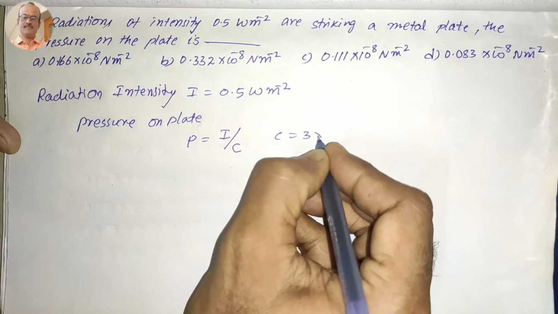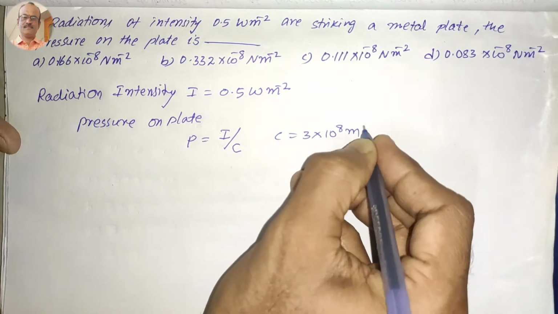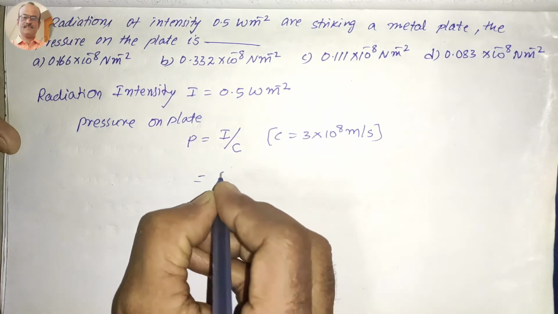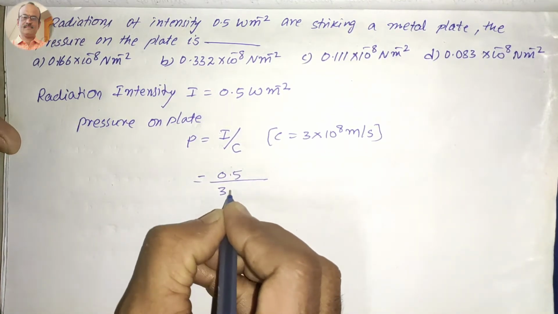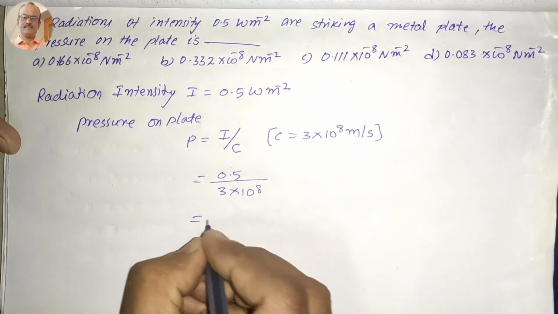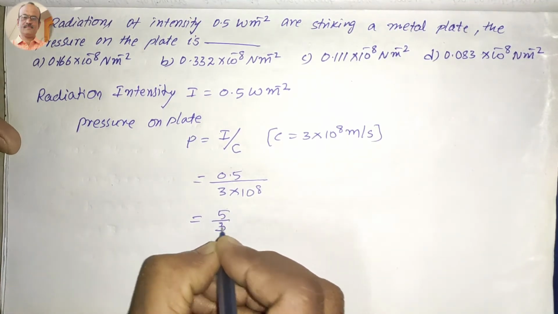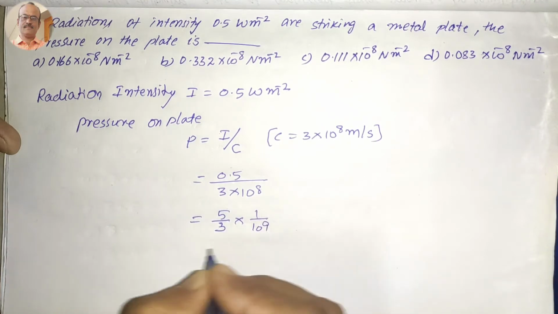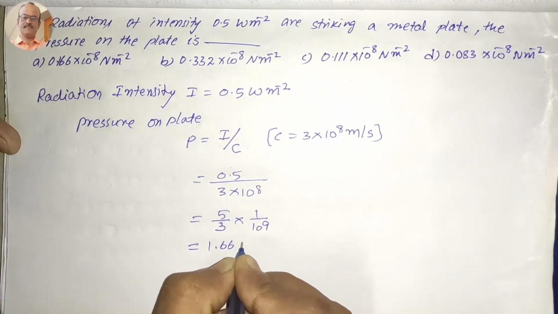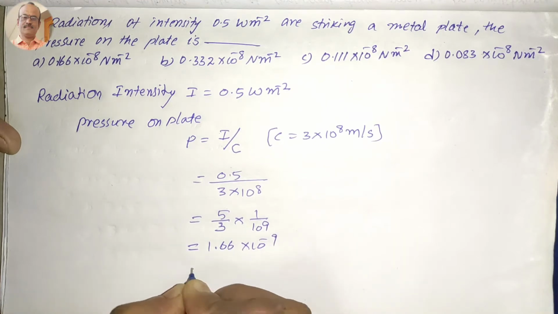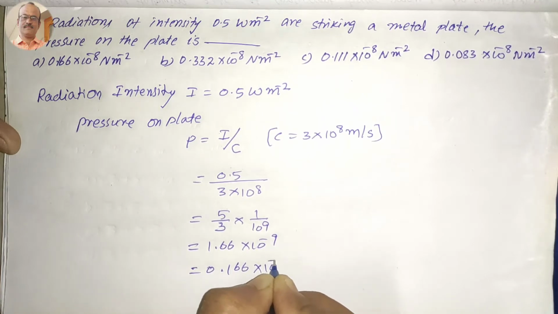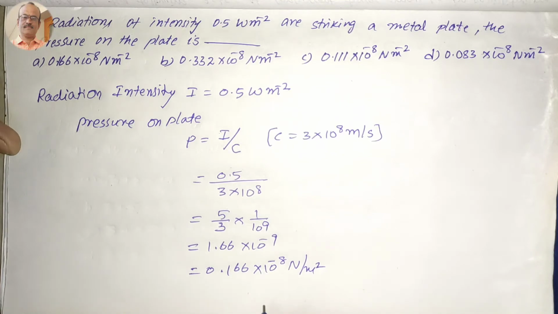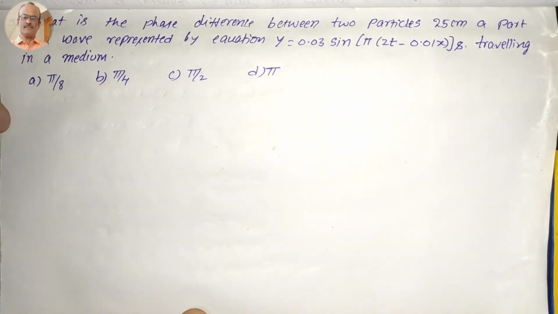So that means C is equal to 3 into 10 to the power of 8 meters per second. Then what happens here, 0.5 divided by 3 into 10 to the power of 8. So that is nothing but 5 by 3 into 1 by 10 to the power of 9, or otherwise 1.66 into 10 to the power of minus 9, or otherwise 0.166 into 10 to the power of minus 8 Newton by meter square. So which option is correct here? 0.166 into 10 to the power of minus 8. Option A is correct.